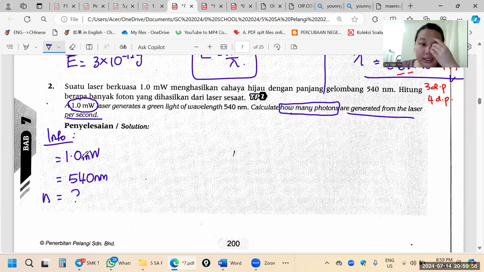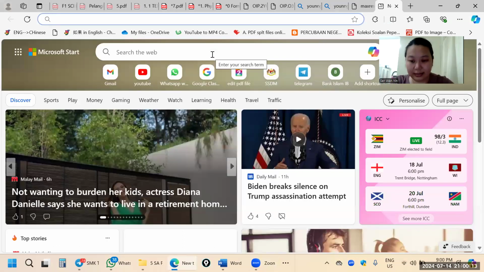Anyone can tell me what is this MW? Small m, capital W. Power, mega power. Okay, it's okay.